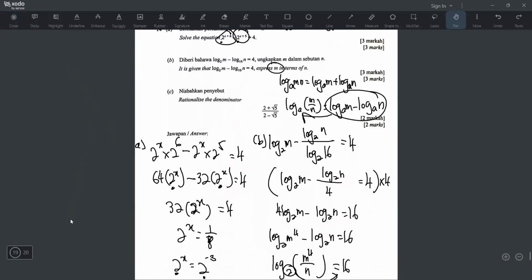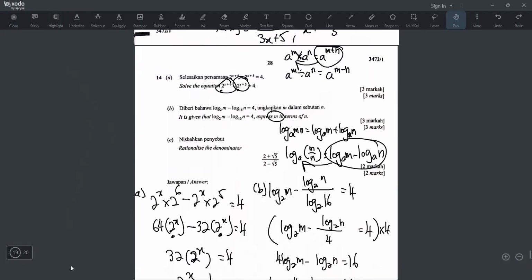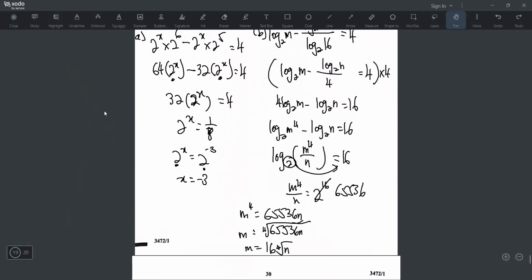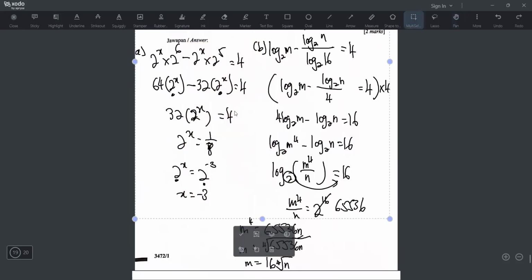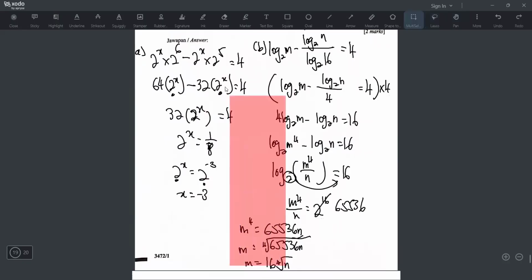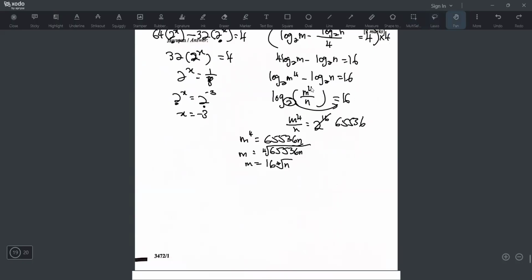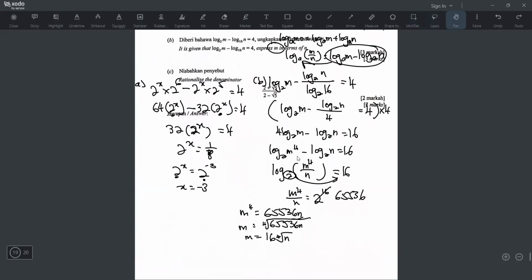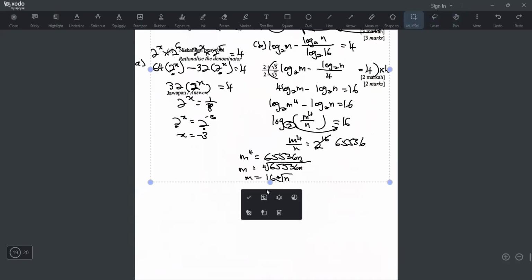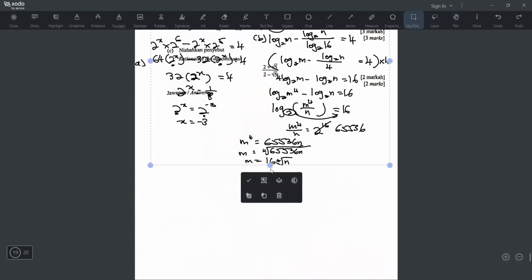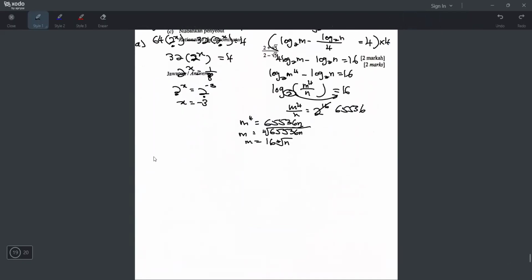But there's one more question C here, and I don't have enough space. So what to do? Let's make this smaller. Okay, wait for me. Okay, I need space. Okay lah, like this. Okay, let's do C here.